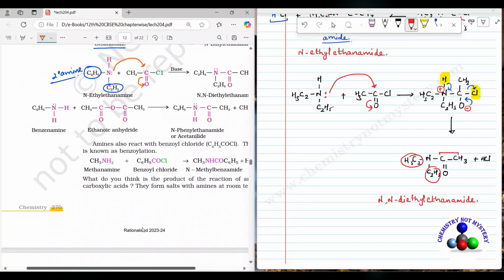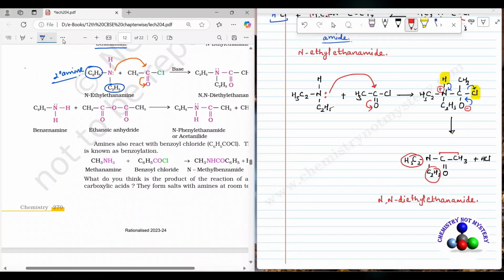Now come to the next example. In the next example there is phenyl group bonded to nitrogen. So again this is primary amine, and the name of this molecule is benzamine. When benzamine react with ethanoic anhydride, aromatic amines can also react with acid chloride, but in this example they have taken the example of anhydride. So when it react with anhydride, in the similar way nitrogen attack on the carbonyl carbon by the lone pair of its electron. Now this pi bond move to oxygen.